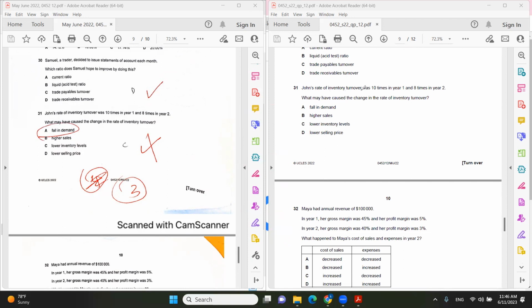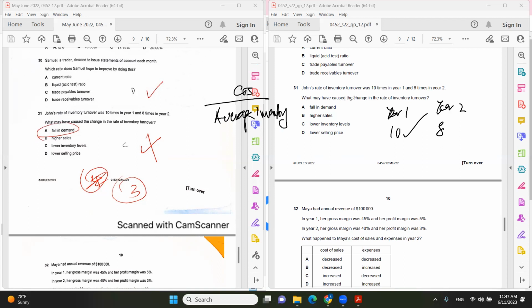John's rate of inventory turnover is 10 times in year 1 and 8 times in year 2. The formula is cost of sales divided by the average inventory. Inventory turnover is about you buy, you sell, you buy, you sell. More is better, because it means you are turning the goods over faster to generate income. So year 1, at 10 times, is better than year 2.